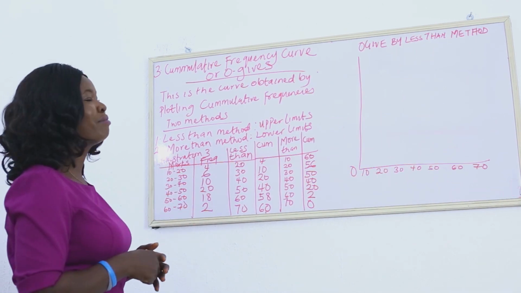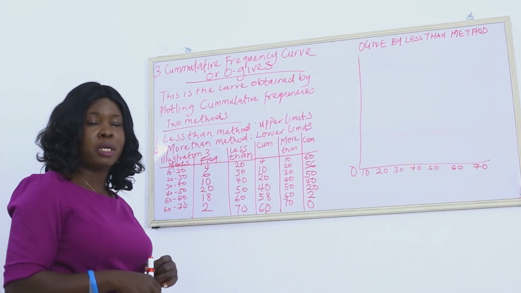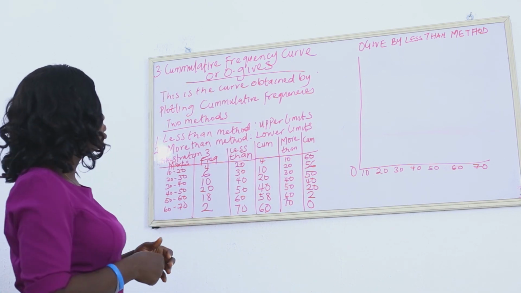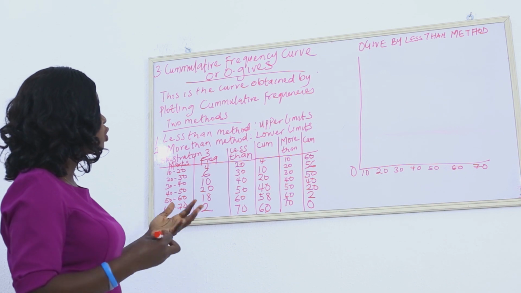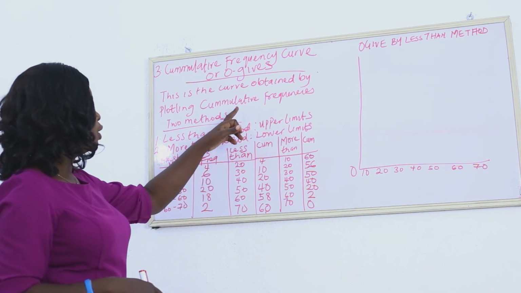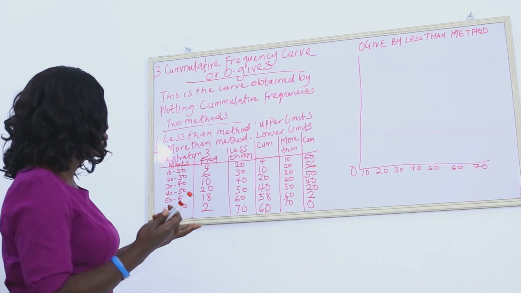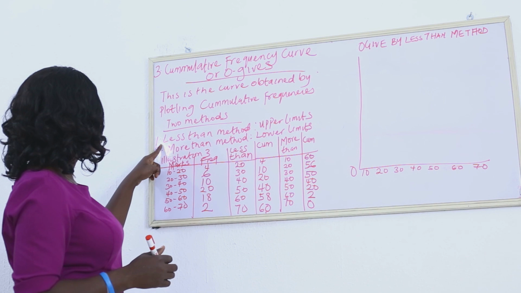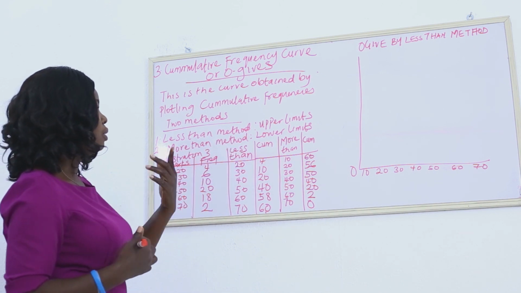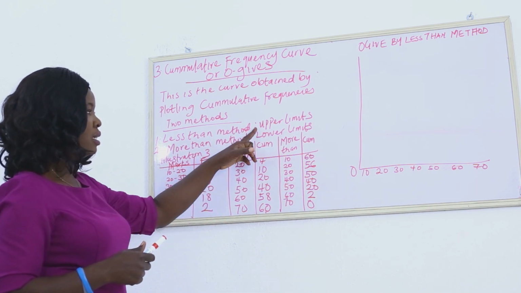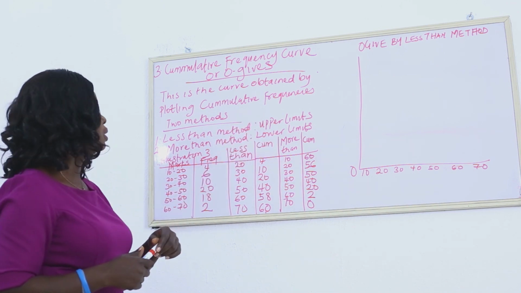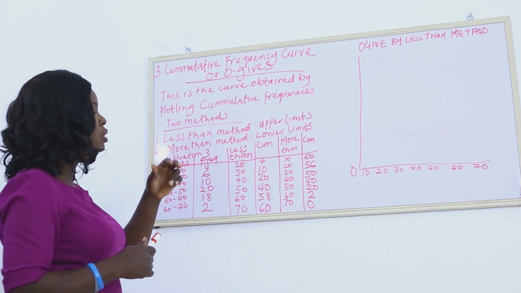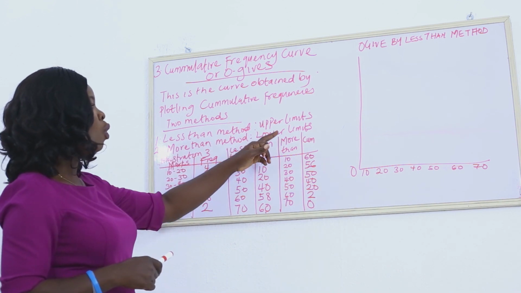The last graph of frequency distribution that we'll be looking at today is called the cumulative frequency curve, or ogive. What do we mean by cumulative frequency curve? This curve is obtained by plotting the cumulative frequencies together. Basically, it can be achieved through two methods. The first method is the less than method, and when we use it, we start with the upper class limit. The second method is the more than method, and when we use it, we start with the lower class limit.